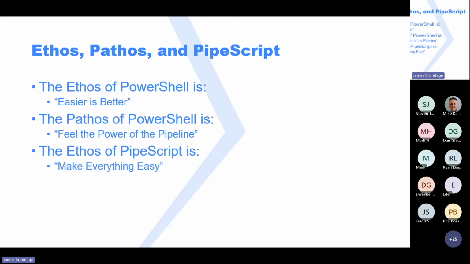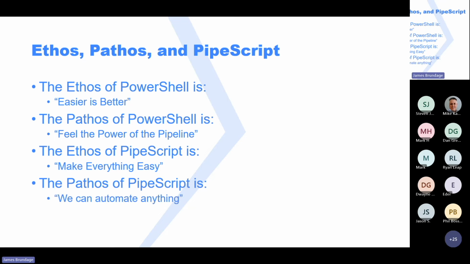The ethos of PipeScript is make everything easy. Easier really is better, and a lot of languages aren't that easy to use, but have a lot of cool stuff in them. And it would be great if we can take that ethos of PowerShell into the rest of the language world, and all of us along with it. And the pathos of PipeScript is we can automate everything. Because I don't know about anybody else on this call, but up until this sort of technology existed, we were limited by what .NET could do. We couldn't automate everything in PowerShell. But we can automate everything with PipeScript. And we can probably build a PowerShell layer to talk to it on our way.